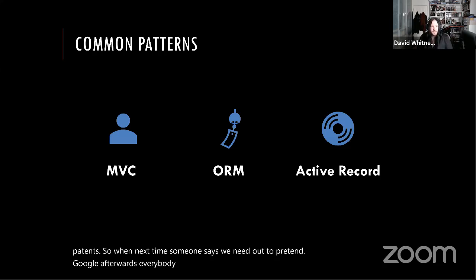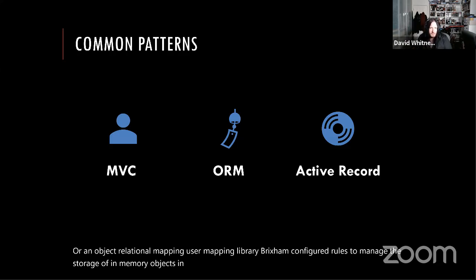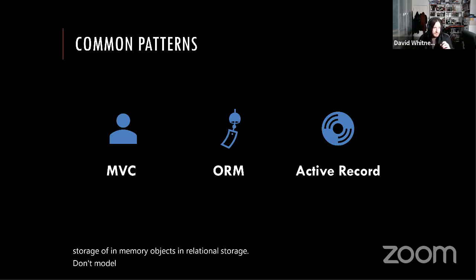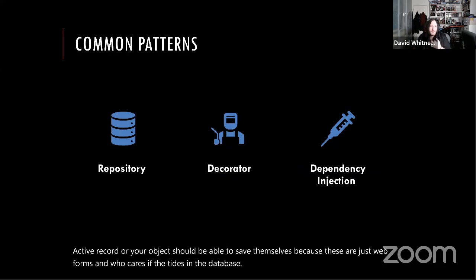Okay, cool. MVC. Split up your data model, UI code, and business logic so they don't get confused. That's all MVC means. ORM, Object Relational Mapping. Use a mapping library with some configured rules to manage the storage of in-memory objects in relational storage. Don't model the objects and where you save them together. Active record. All your objects should be able to save themselves because these are just web forms and who cares if they're tied to the database. Repository. All your data access goes in this class.